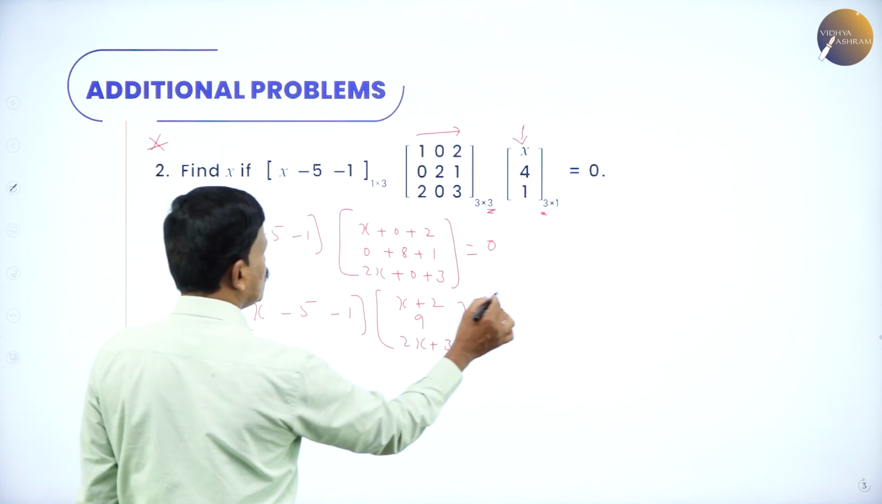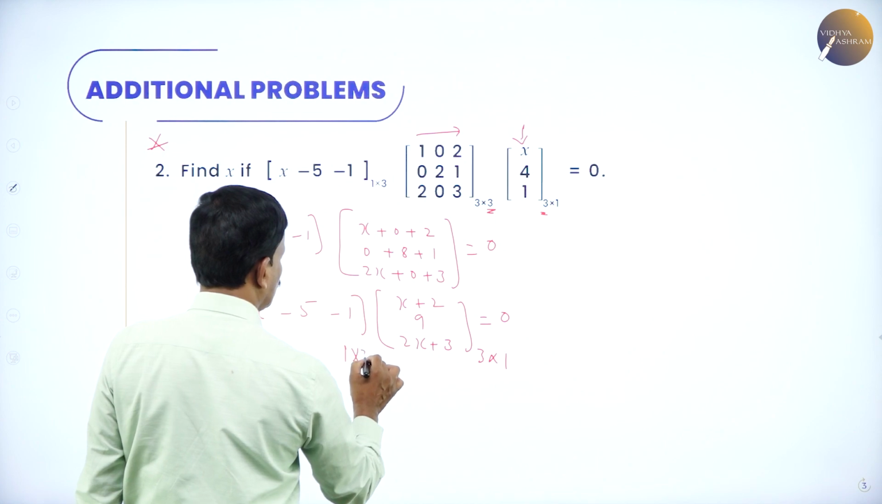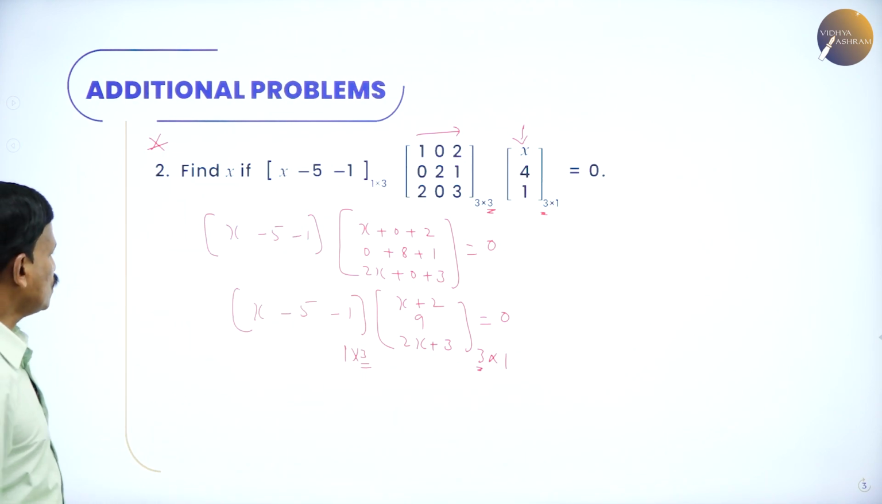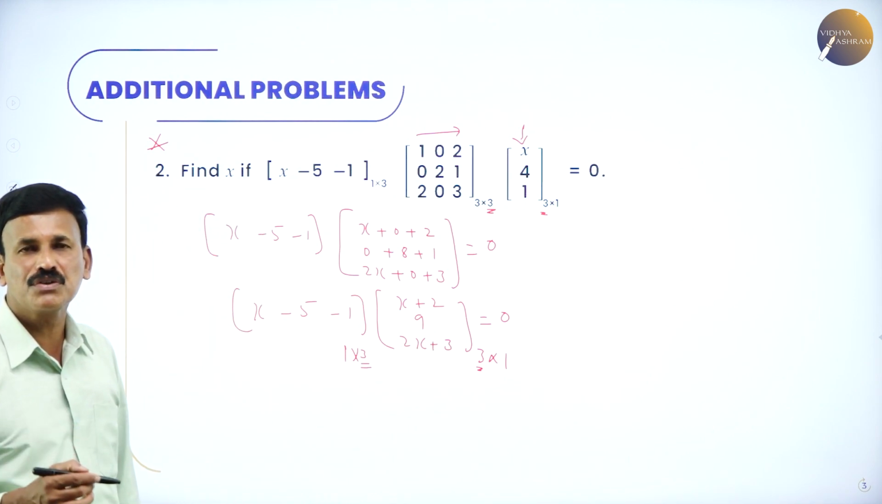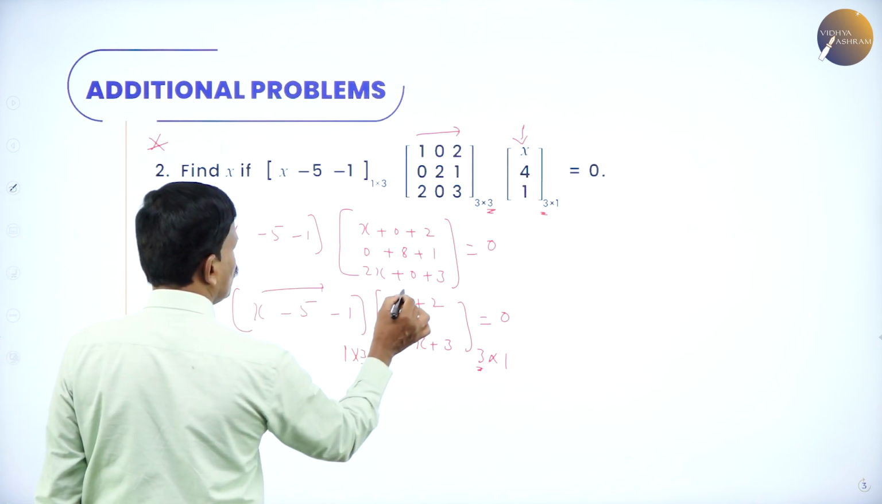So the order for this is 3 rows, 1 column. This is 1 row, 3 columns. These 3 and 3 are equal, so the order is the same. If you simplify, you are going to get a matrix of order 1 into 1, 1 row, 1 column. Now let us simplify this. So first row, first column.